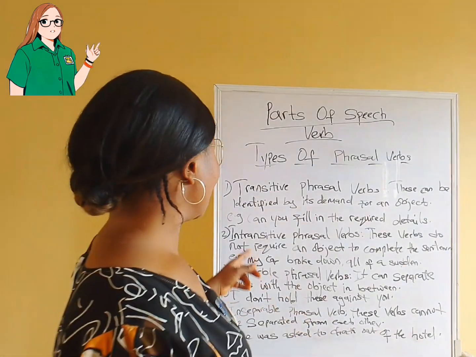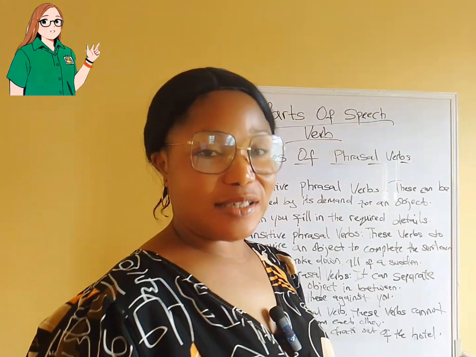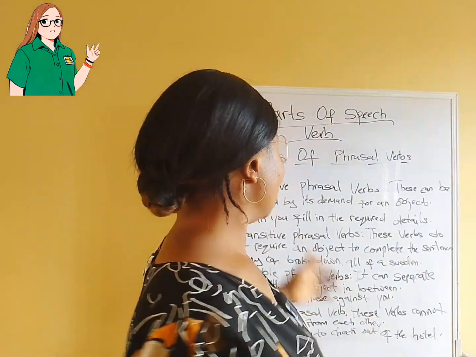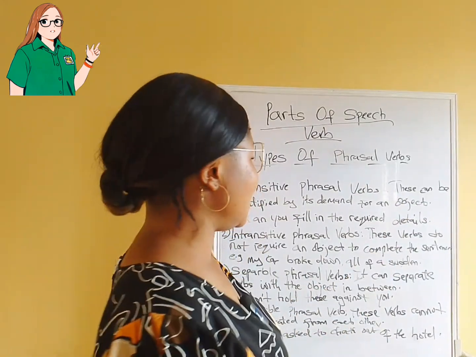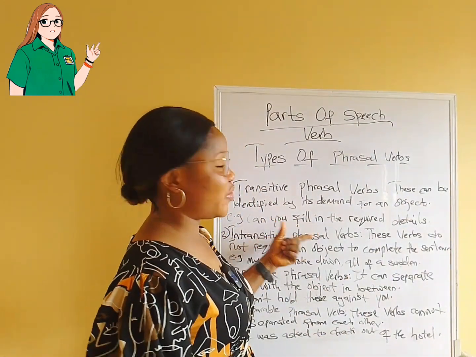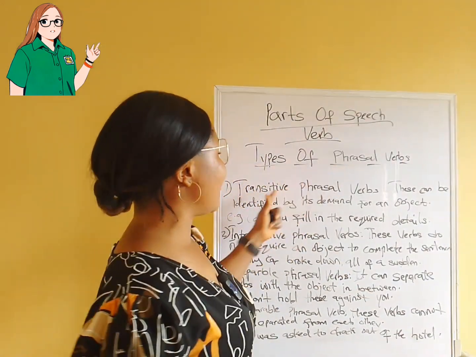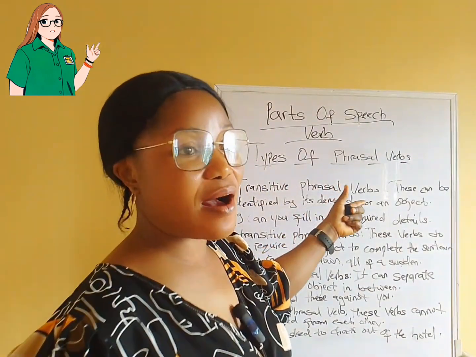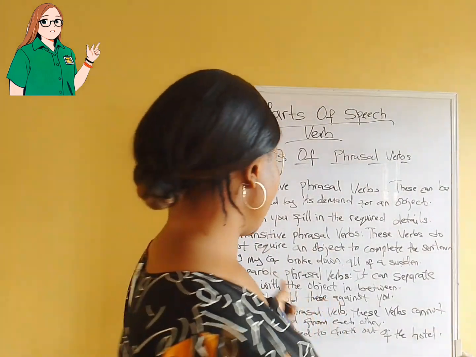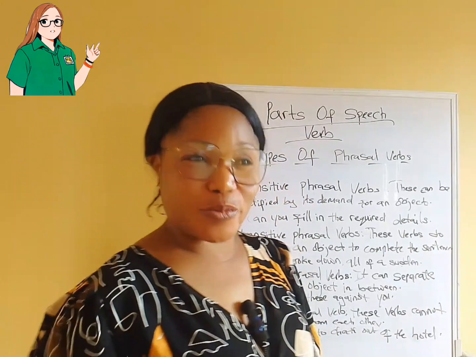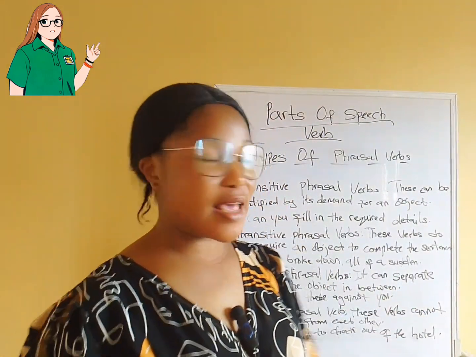It demands an object in a sentence. For example, can you fill in the required details? This transitive phrasal verb is very demanding in nature. So when you see a demanding word like fill in in your sentence, that is a transitive phrasal verb. Another one is the intransitive phrasal verb. Note that it does not require an object to complete it in a sentence.